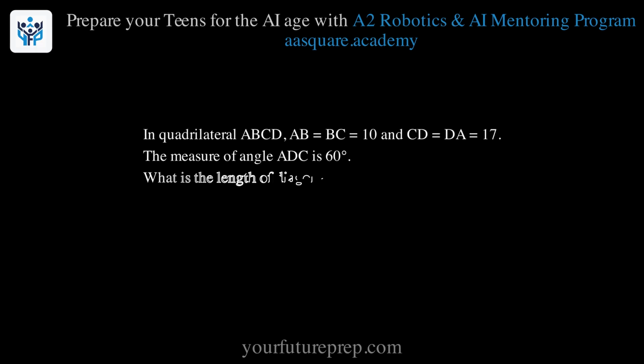Problem 9 from the 2005 AMC 8. In quadrilateral ABCD, sides AB and BC both have length 10. Sides CD and DA both have length 17. And the measure of angle ADC is 60 degrees. What is the length of diagonal AC?